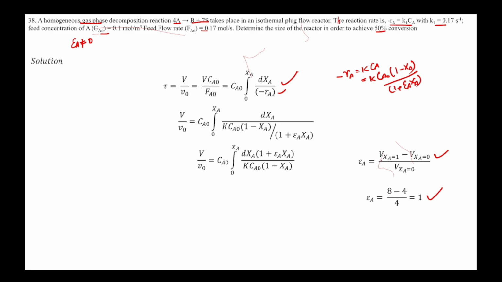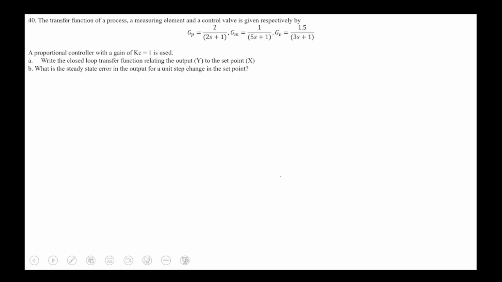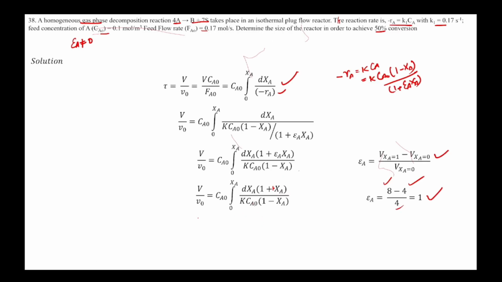How? Final moles at X equal to 1 minus initial moles at X equal to 0, upon initial moles, so it will be 1. Now putting the value 1, we have put in this 1. Now V upon V naught is equal to Ca naught upon K Ca naught, integral from 0 to X of 1 plus epsilon X upon 1 minus X.